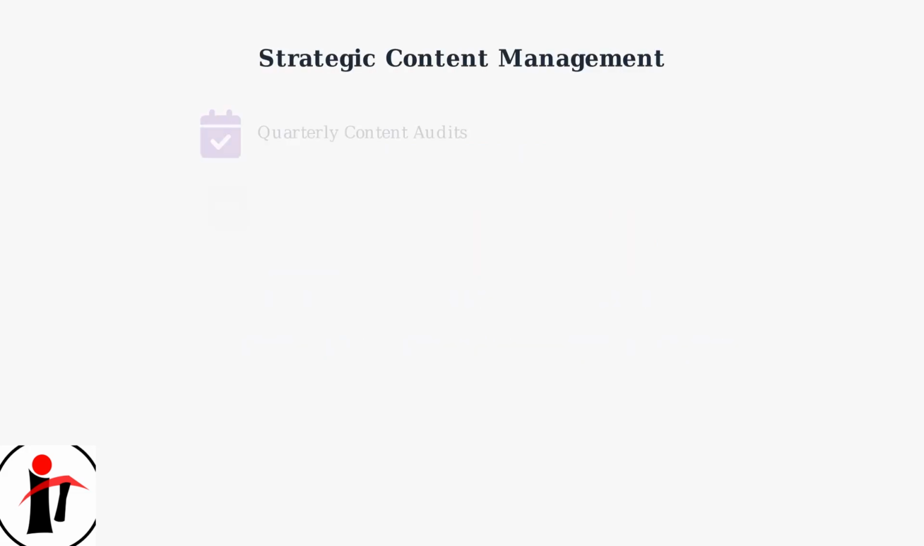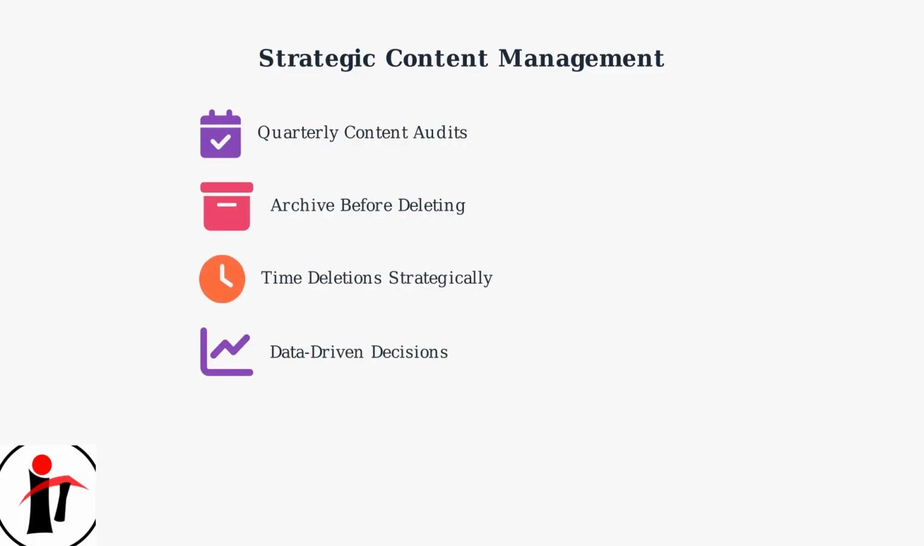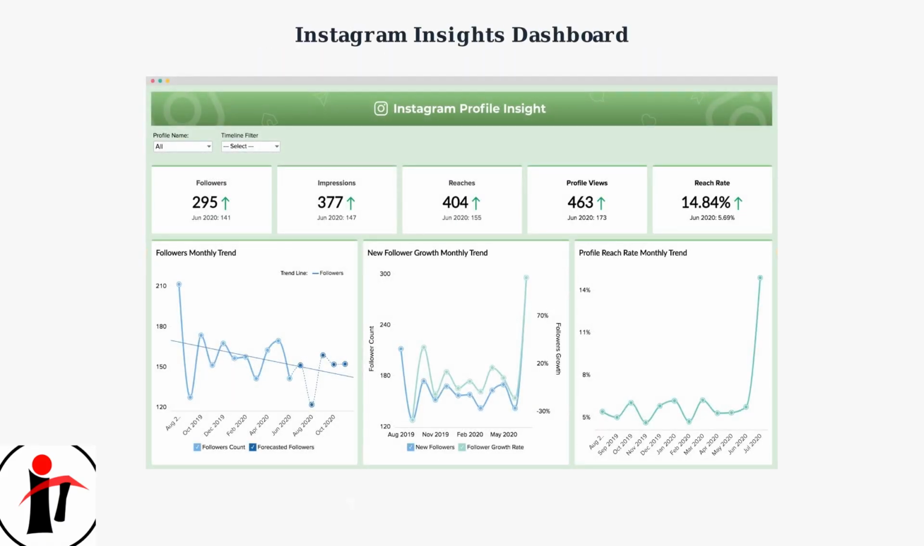Content deletion should be strategic, not impulsive. Successful Instagram management requires a systematic approach to content curation that balances performance, relevance, and brand consistency. Start with quarterly content audits using Instagram Insights. This dashboard shows key metrics like reach, impressions, and engagement rates that help identify underperforming content.